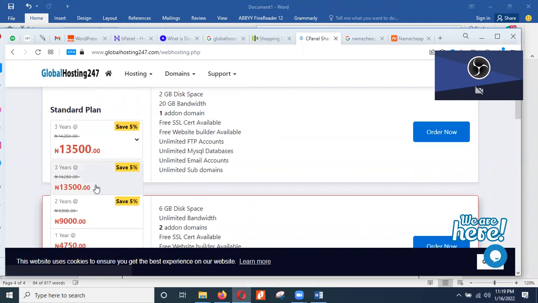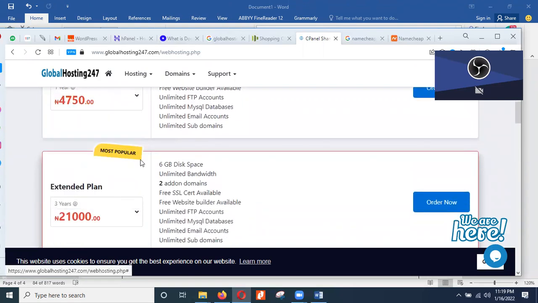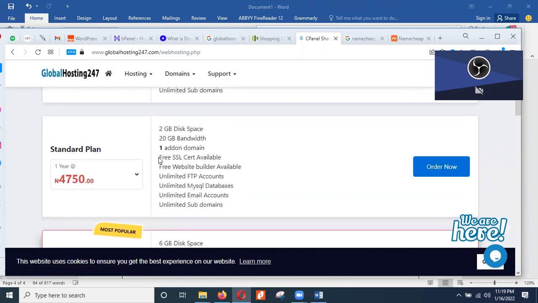The standard plan for the year sells for 4,715 naira for a year. And for this 4,715 naira, you get 2 gigabytes of disk space, 20 gigabytes of bandwidth, 1 add-on domain.